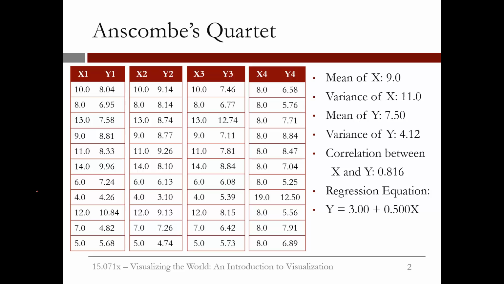It turns out that the mean and variance of the x variable is the same for all 4 data sets. The mean and variance of the y variable is the same for all 4 data sets. And the correlation between x and y, as well as the regression equation to predict y from x, is the exact same for all 4 data sets. So just by looking at data properties, we might conclude that these data sets are very similar.